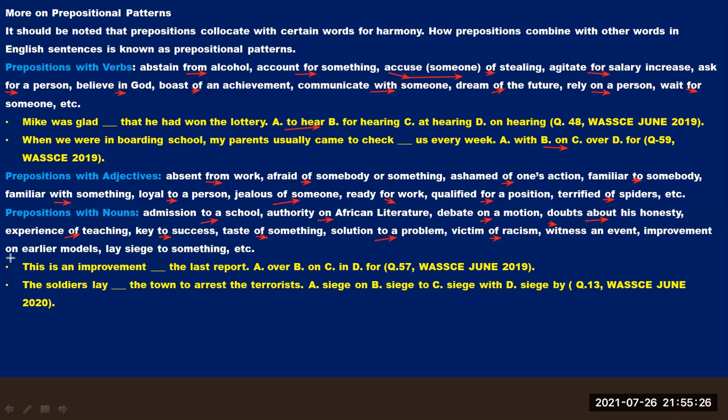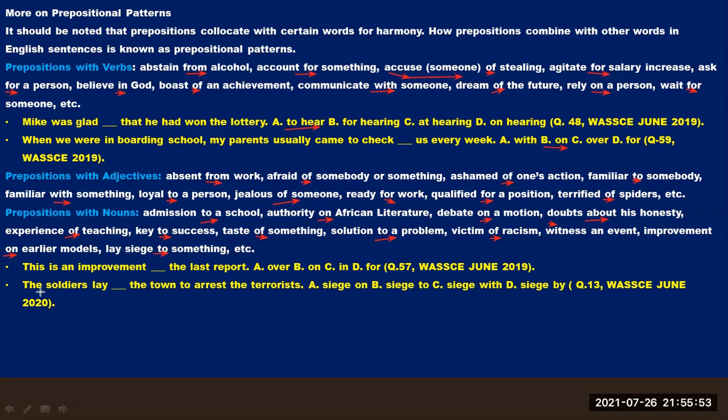Improvement on. You can talk about improving, having made an improvement on something. For example, improvement on earlier models or on a previous achievement. Talking about siege, you lay siege to something, all right, when there is an attack, all right.